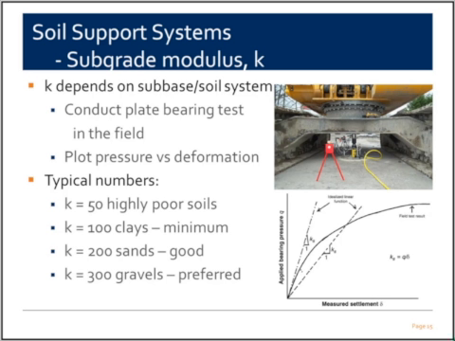K, or the modulus of subgrade reaction, depends on the subbase soil system and is measured by conducting a plate bearing test. What you basically do is you take a 30-inch diameter stiff plate and you load it, and you look at the load deflection curve, which is typically nonlinear as seen in this graph below the picture, but you come up with a linear approximation for it. Because it's expensive, it's not often done.